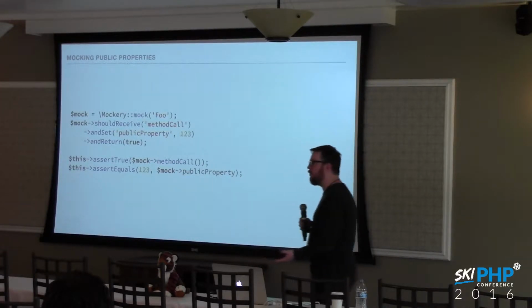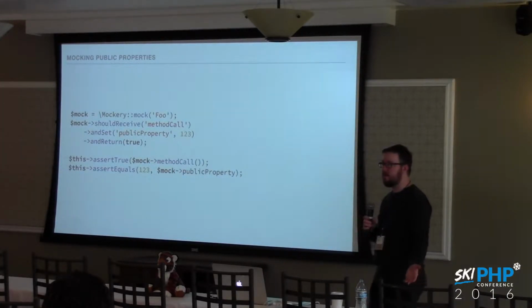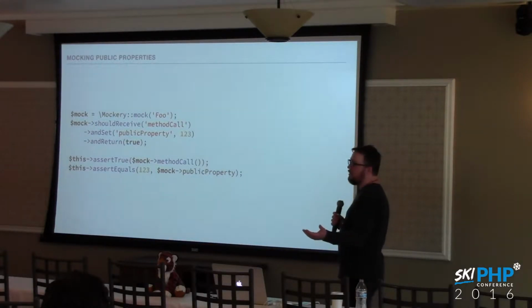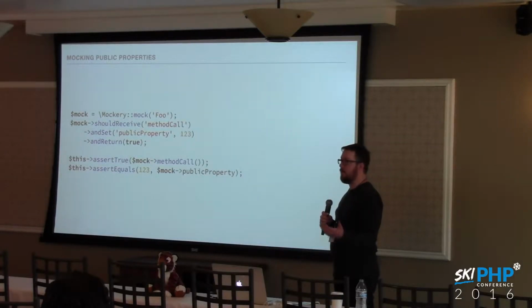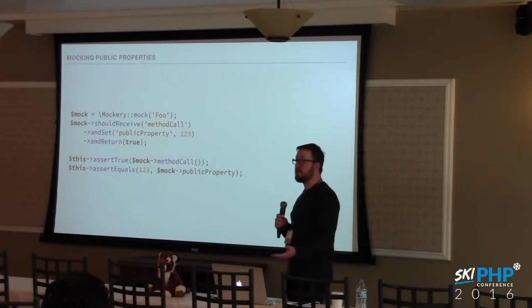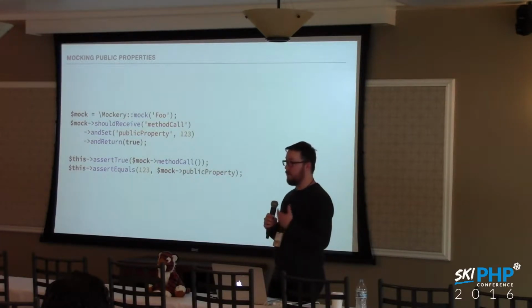This might be useful within some unit that you're testing, because maybe you call a method and then something else on that mock object, and maybe you're doing a partial mock, for example, expects that public property to exist and have a certain value. So in this case, you're able to set that value.